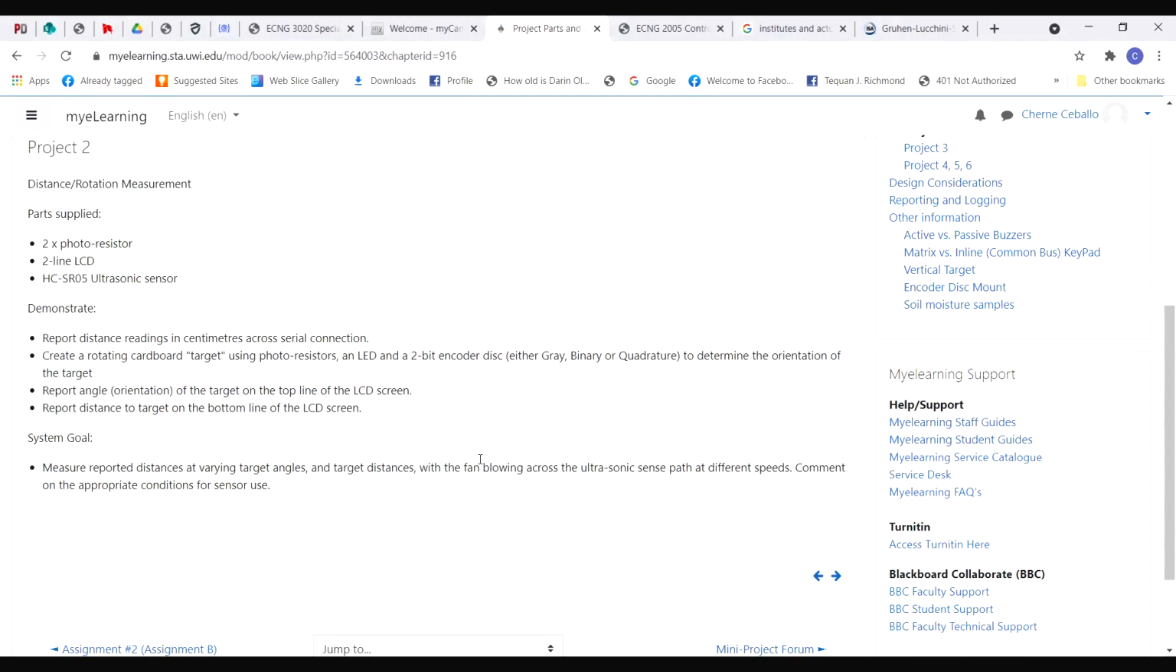Report angle orientation of the target on the LCD screen. So you have a 2-line LCD, right? Yeah, so you're going to put the angle of the target on the top line, and the distance to the target, the same distance that you sent across the serial connection, you'll also print on the bottom line of the LCD.